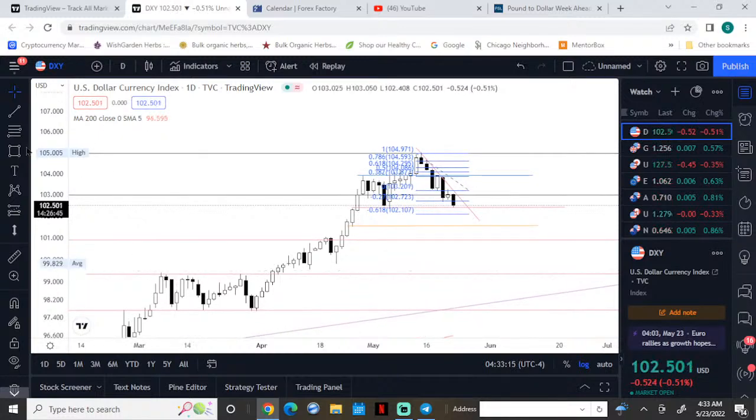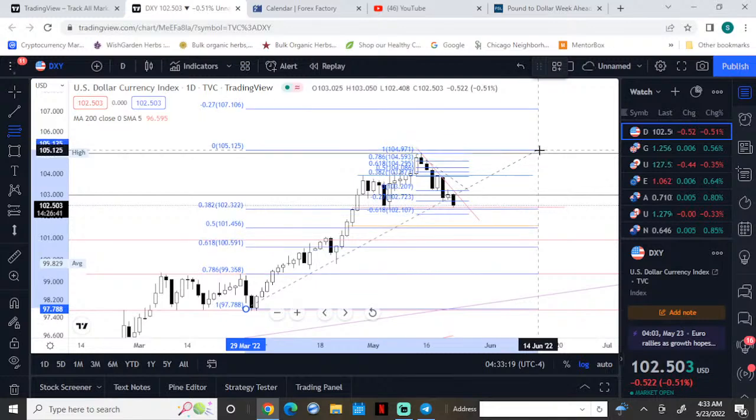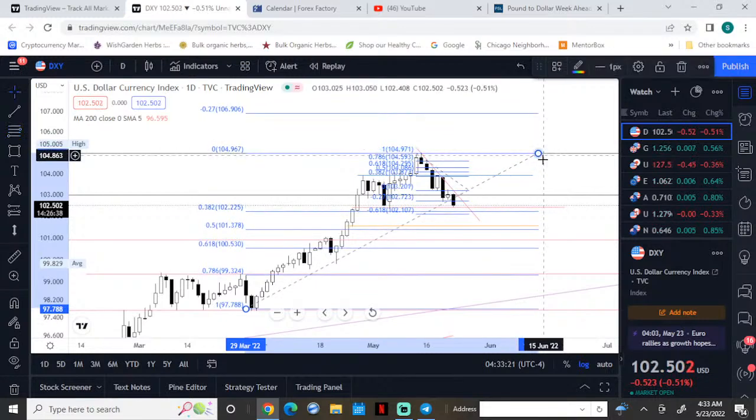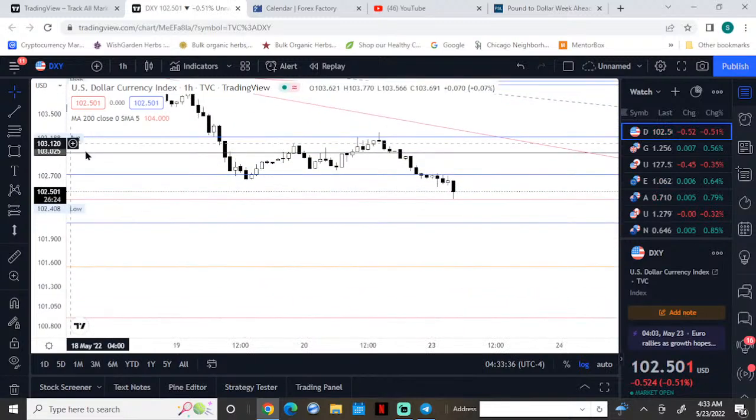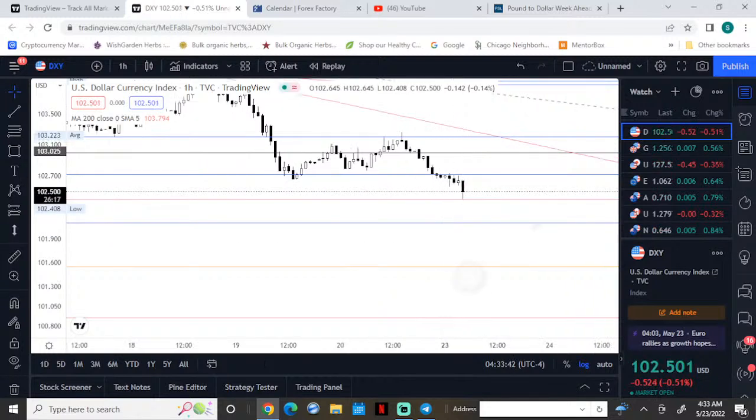Was that the 382 on the daily fib? Hold on, I'm gonna put it back up. Close. But look at that. Look at that. That's at our daily zone.